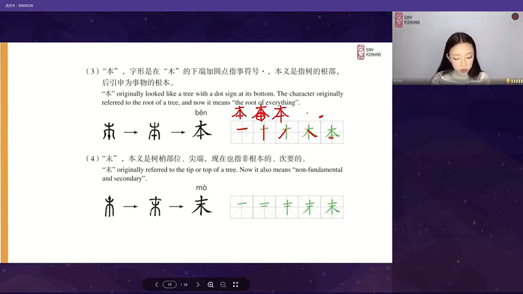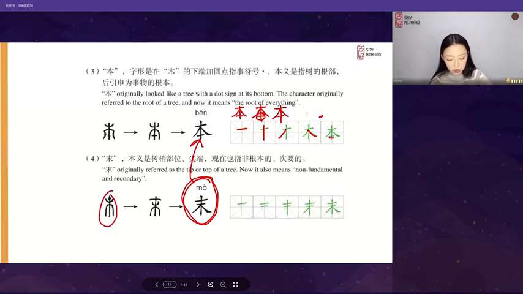Next one is 末. Why are we going to learn this? Because it is the opposite to 本. 本 is the root, the origin of something. And 末 is the tip, the end of something. So we can see in ancient time, these two look like the same, but the dot's position are different. In 本, the dot's position is at the root of the tree, but in 末, this dot is at the tip of the tree, okay, the branches.